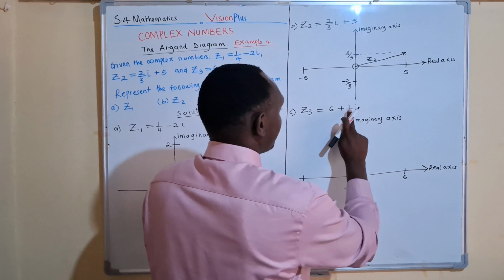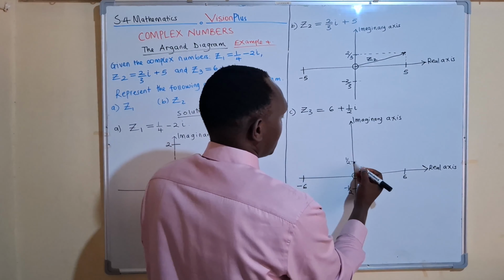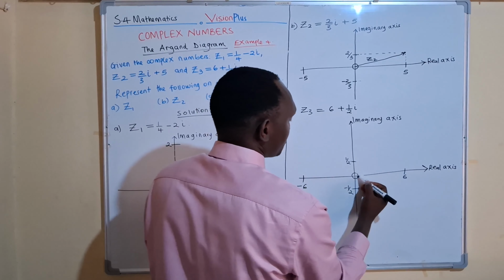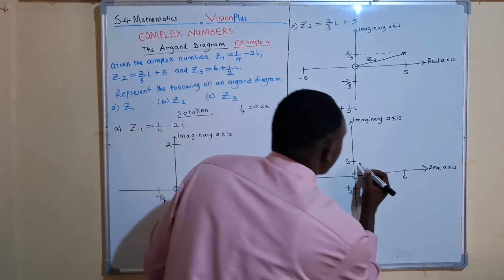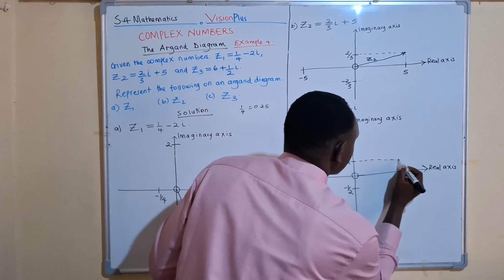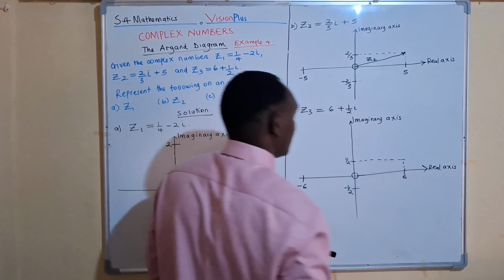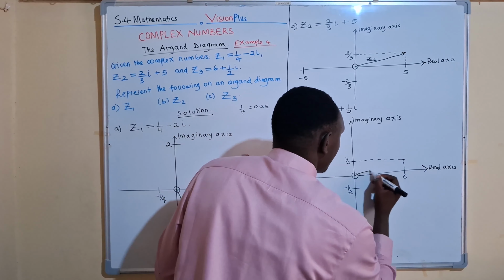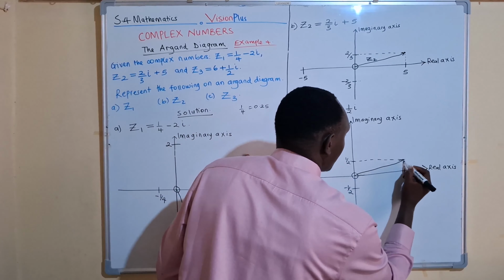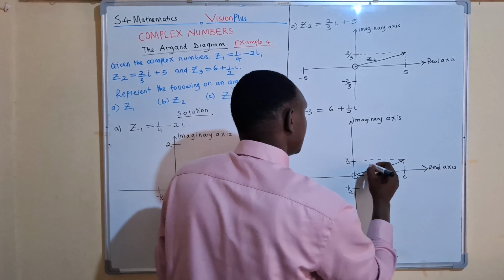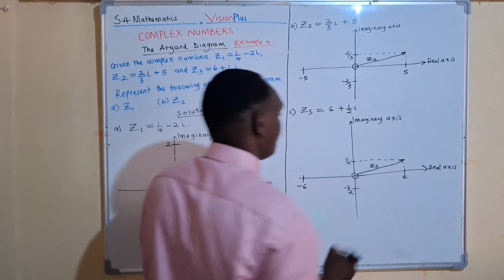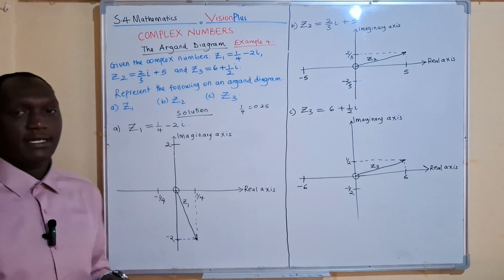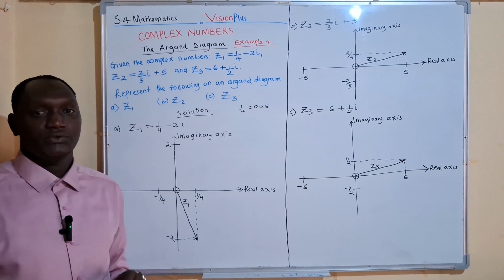Now, on the vertical axis, we have a half, which is here, because it is positive. And then we have 6, which is here, which is also positive. So just come and look for where that can be the 6. Somewhere there. Let me draw. Use a ruler, draw a straight line from the origin up to that point. Then indicate that this is my Z3. So this is the solution to example 4. And thank you. Let us go to example 5.